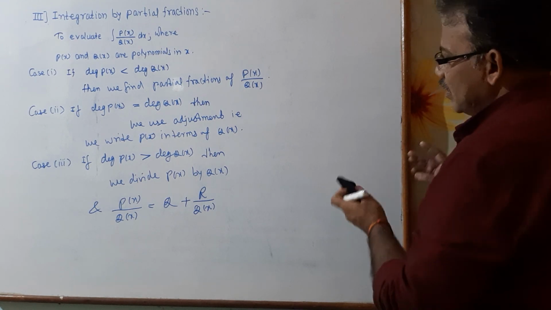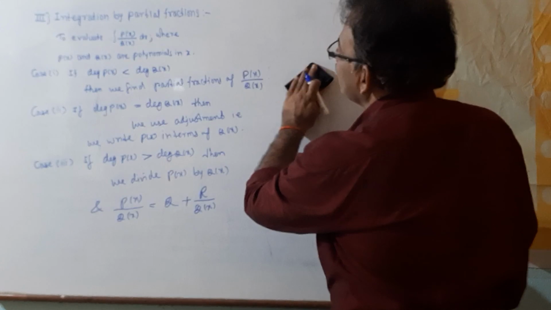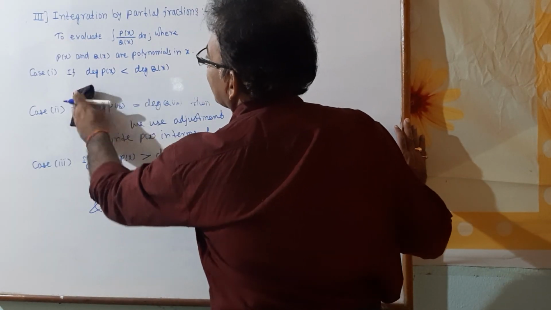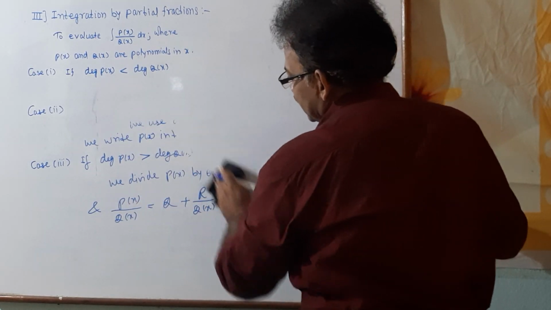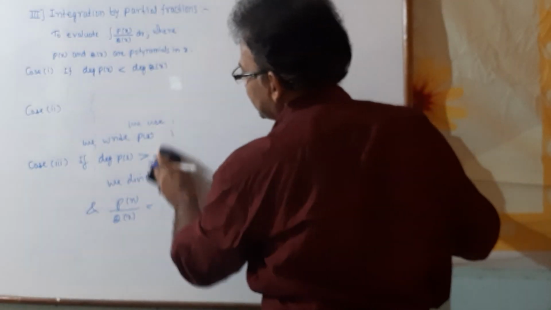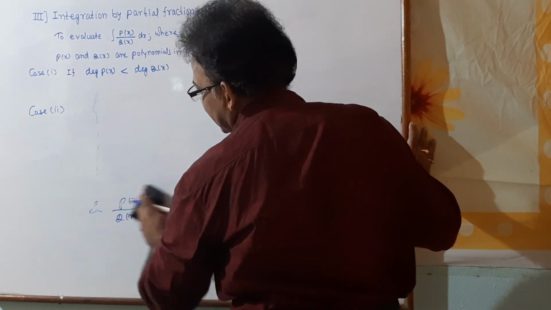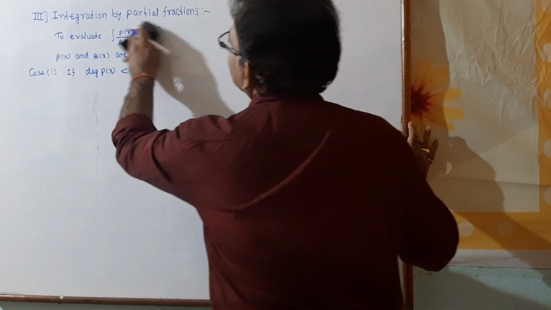Note that again there are three types, and the types depend upon the form of the denominator. What form the denominator has, on that depends this third method, integration by partial fractions. So this is the basic concept. There are three cases. Then we will see in detail what the types are.